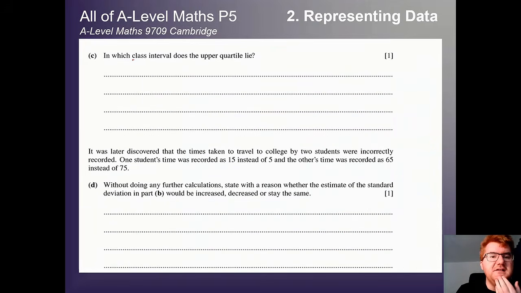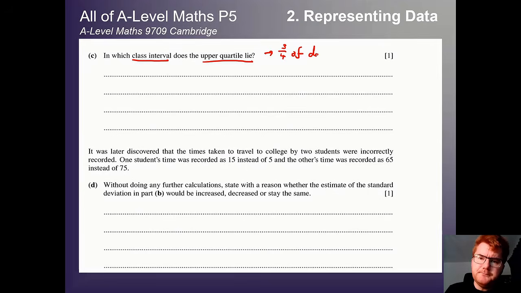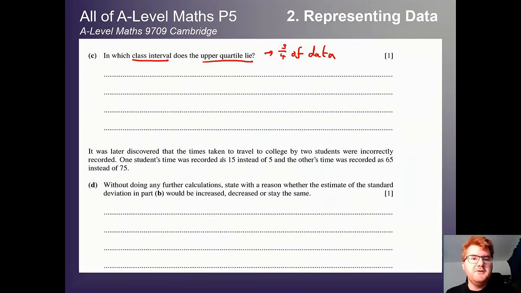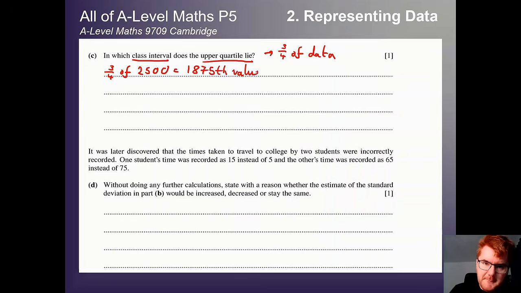In which class interval does the upper quartile lie? Okay, now as soon as I see upper quartile, I'm thinking 3/4 of the data. If it's a lower quartile, that would be 1/4 of the data, upper quartile 3/4 of the data. So if we take the total amount of data here, we have 2,500, that's our total. On my calculator, I would work out 3/4 of 2,500. Again, we can just use a calculator to do this. So 0.75 or 3/4, so that's 2,500. That's equal to 1,875. So we're looking for the 1,875th value, where that lies.